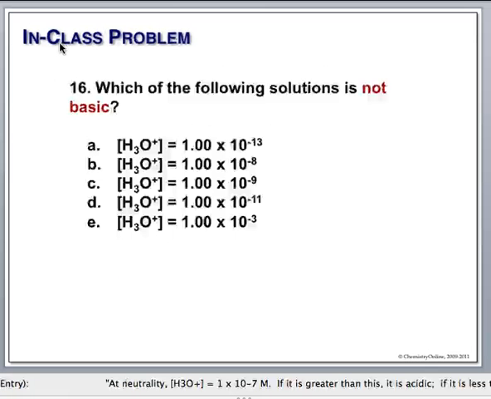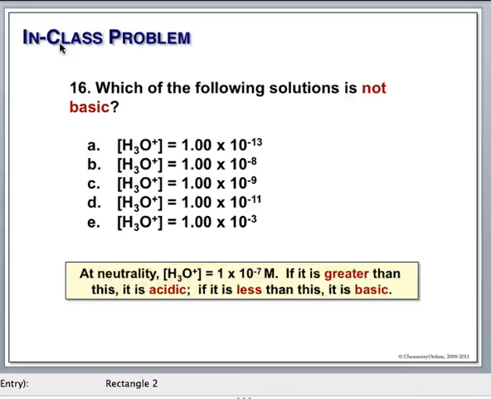Once again, I told you I like these questions. Which of these is not basic? In order to be basic, hydronium must be less than what? If hydronium is less than 10 to the minus 7, it is basic. So you simply look at these and say, which of these is greater than 10 to the minus 7? Same question we had before, 10 to the minus 3.